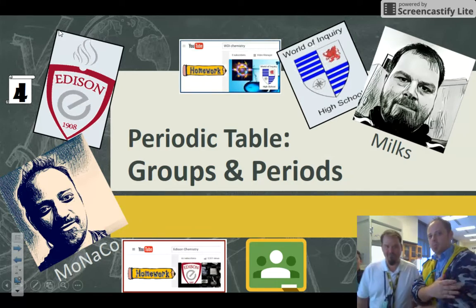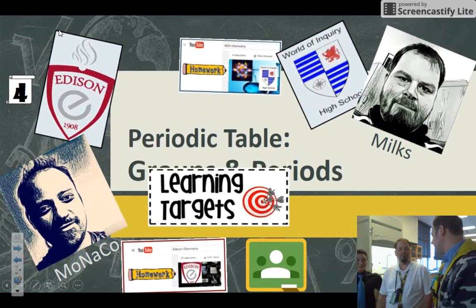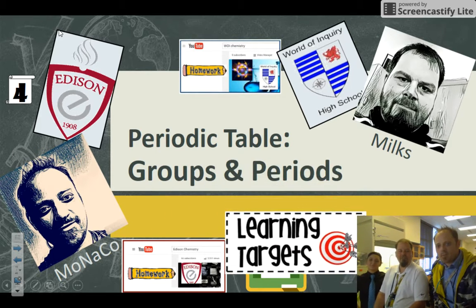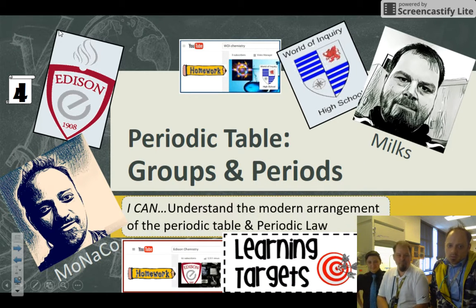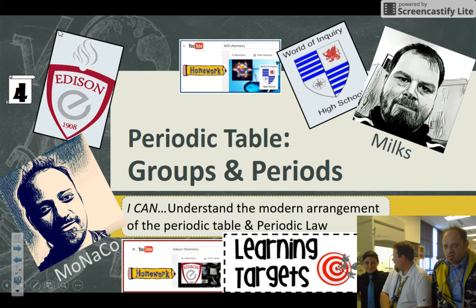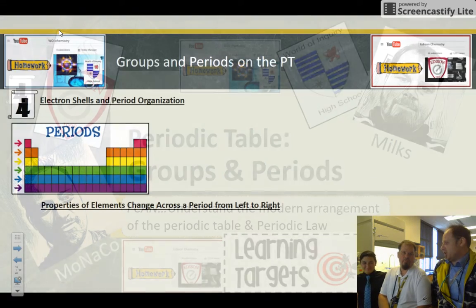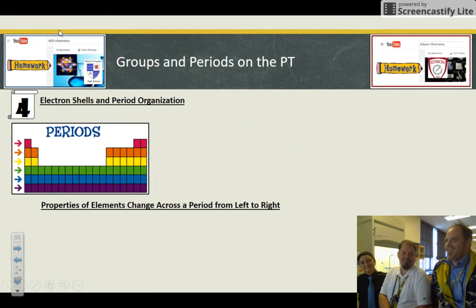Periodic table, groups, and periods. Let's get some targets up in here. After today's lecture, you will be able to understand the modern arrangement of the periodic table and periodic law.